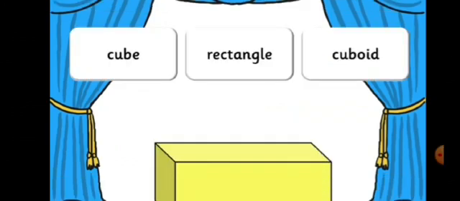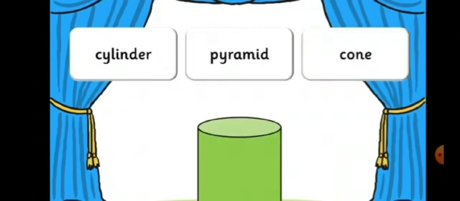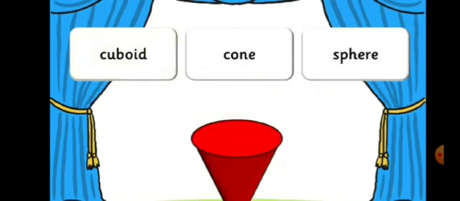Here are 3 options. The first one is cube, rectangle, cuboid. So which is the right option? Yes, you are right. The right answer is cuboid. Now once again there are 3 options: cylinder, pyramid, cone. And the right answer is, I know you can do this. The right answer is cylinder.